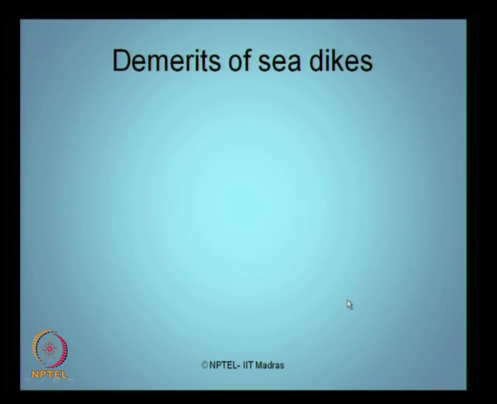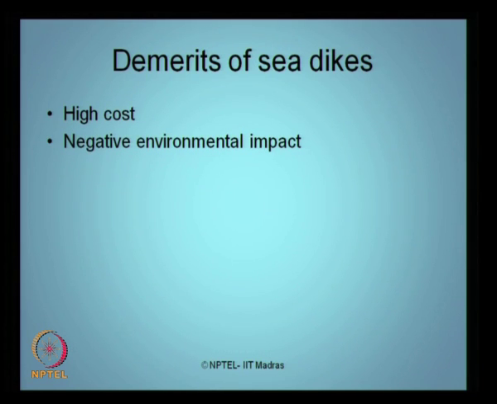There are of course a couple of demerits of sea dikes. Let us see what they are quickly. The initial cost of construction of a sea dike is phenomenally high, because generally they are constructed for a very long length along the shoreline, and the material used and the cross section have to be very massive and heavy, and the height of the sea dike should suffice the requirement of the sea state at that coast. Therefore, the initial cost of construction of sea dikes is very high.